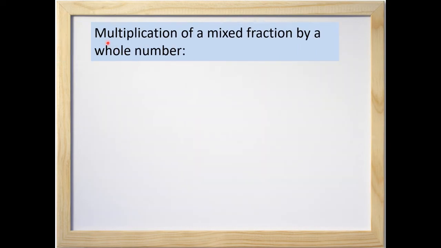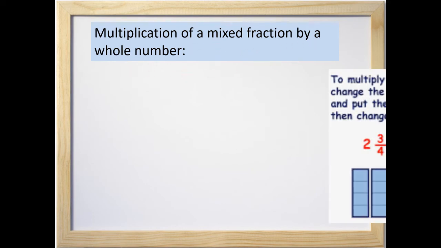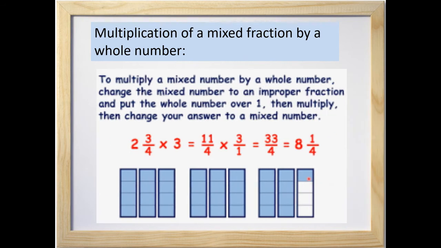Children, let us learn now how to multiply a mixed fraction by a whole number. For that, let us take an example. To multiply a mixed number by a whole number, change the mixed number to an improper fraction and put the whole number over 1. Then multiply and then change your answer to a mixed number.